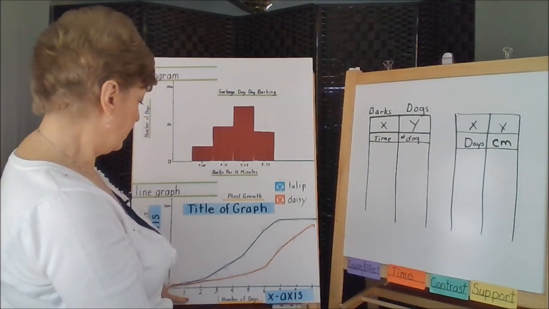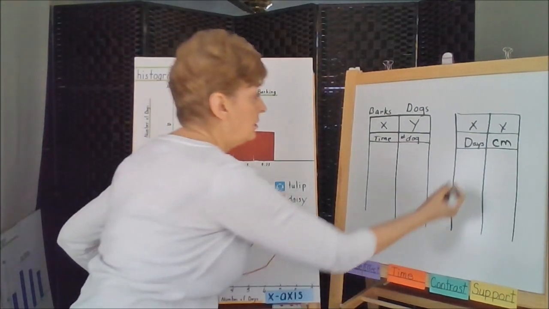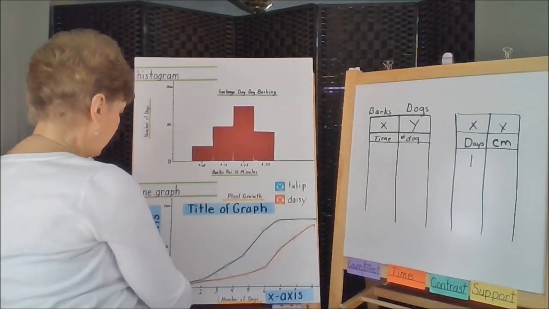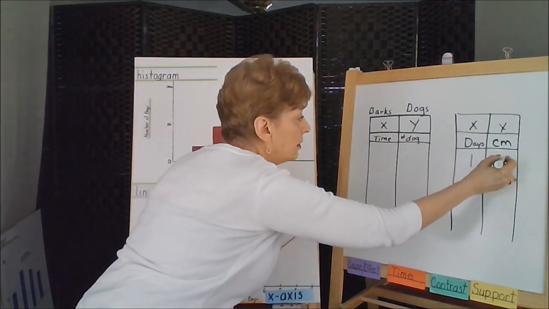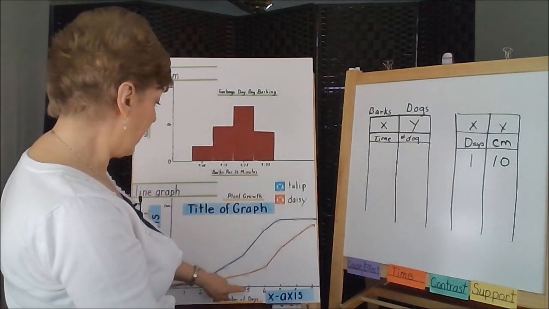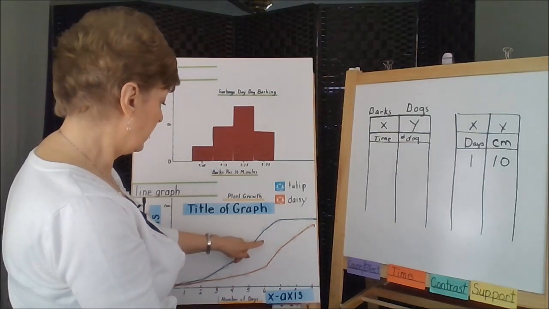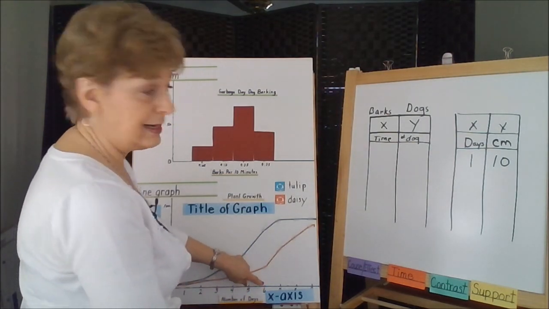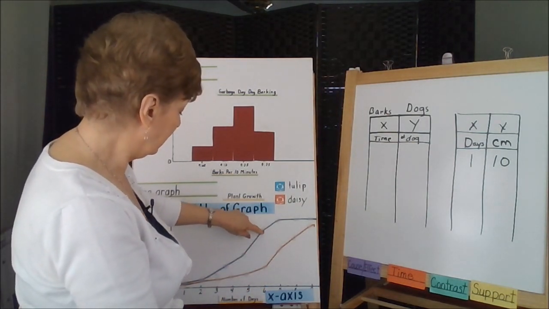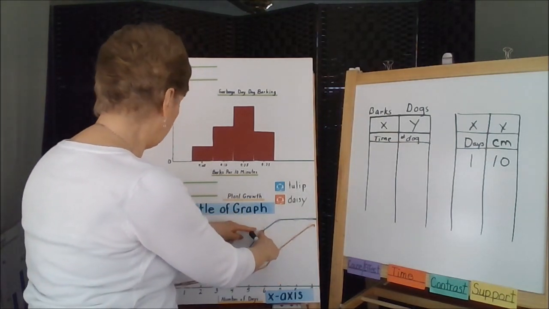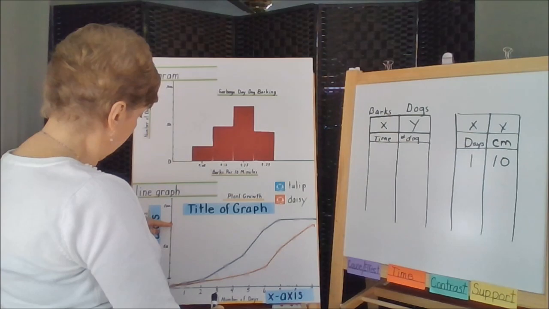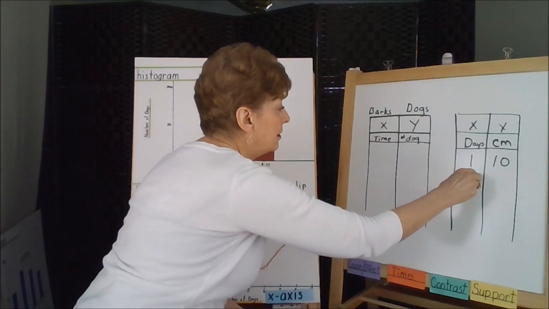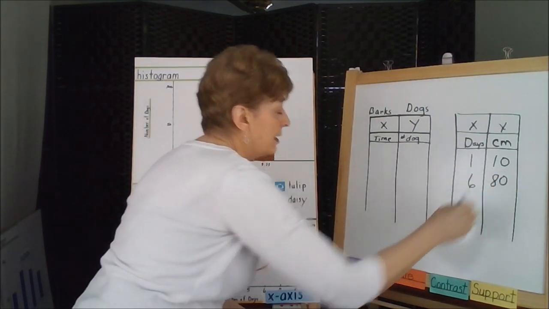So at day 1, we're going to come across here and have about 10 centimeters. When we get to day 5, let's track the blue. That would be the tulip. So at day 6, we would go until we hit the actual line, and then we need to come across this way to 50, 60, 70, 80. So at day 6, the plant was at 80 centimeters.